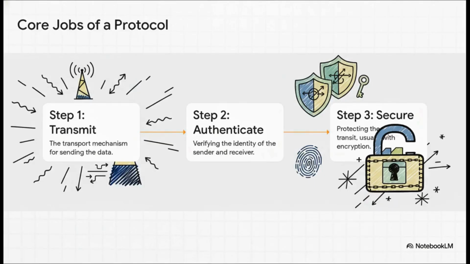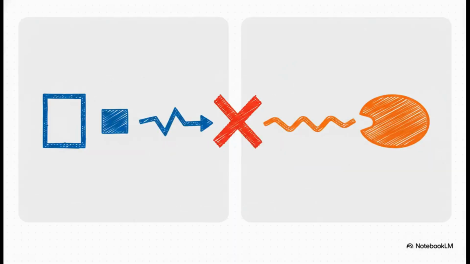So here it is. Every single one of these protocols, no matter how old or new, has three fundamental jobs. First, it has to actually transmit the data. That's the transport mechanism. Second, it has to authenticate identity, basically proving that you are who you say you are, and so is your partner. And third, it absolutely must secure that data while it's in transit, usually with encryption, to keep it safe from prying eyes.